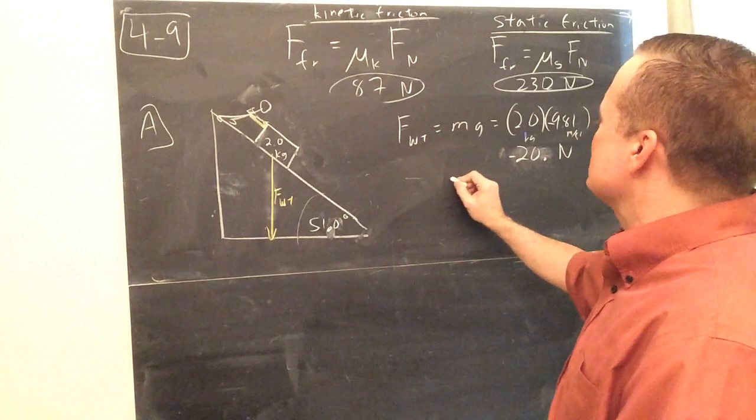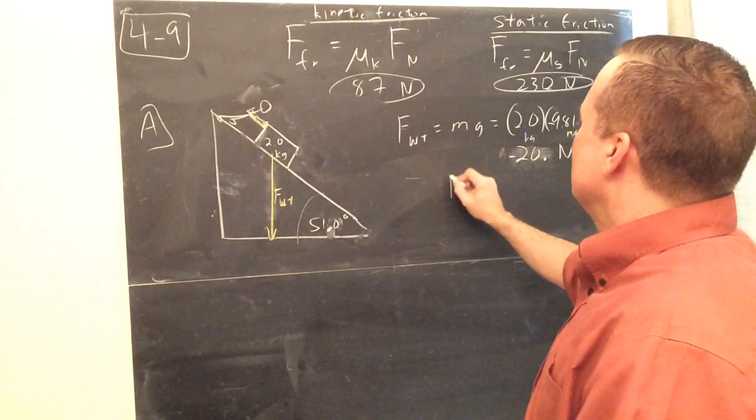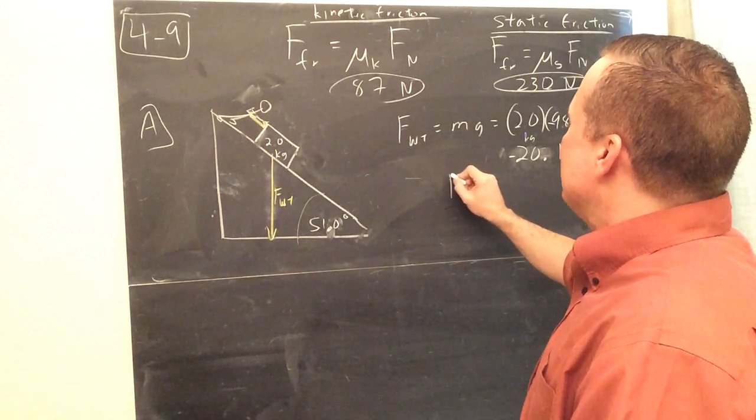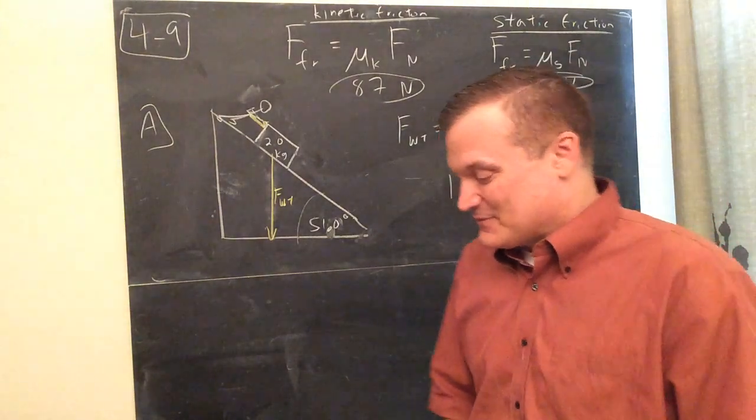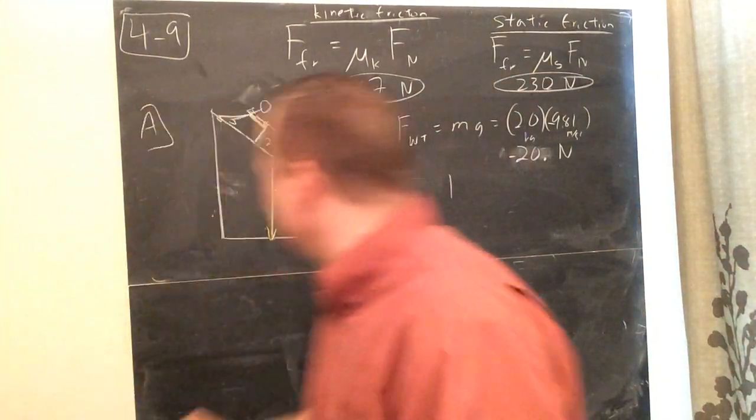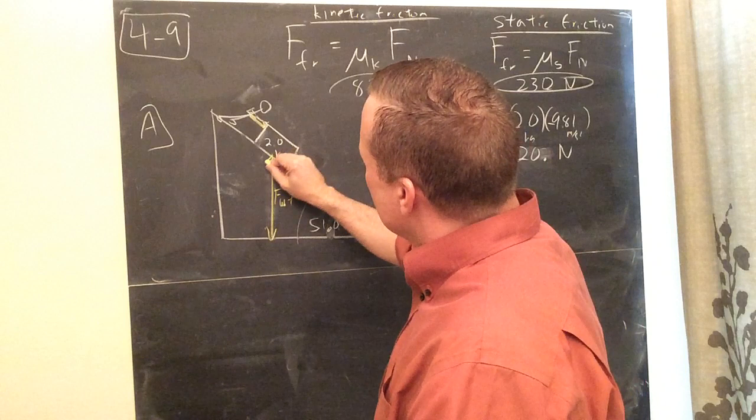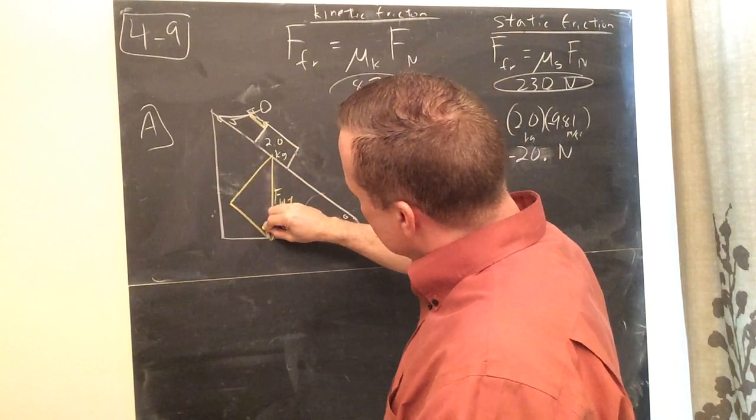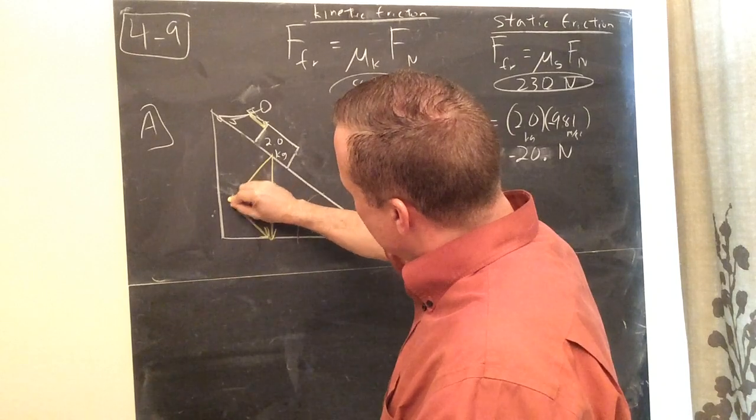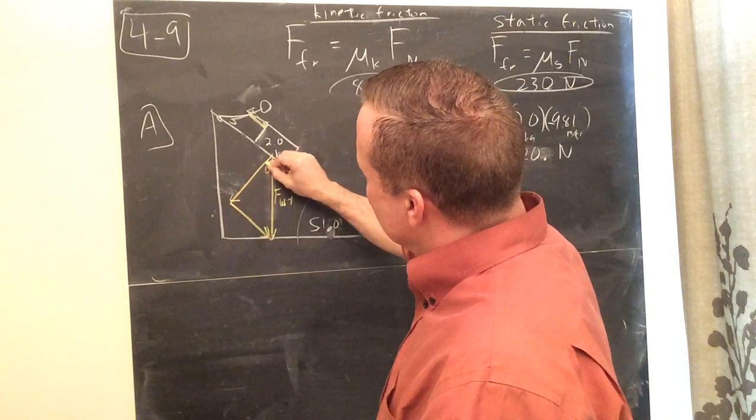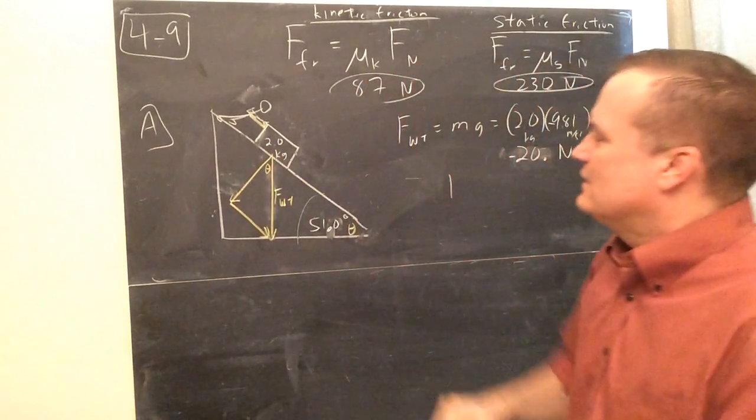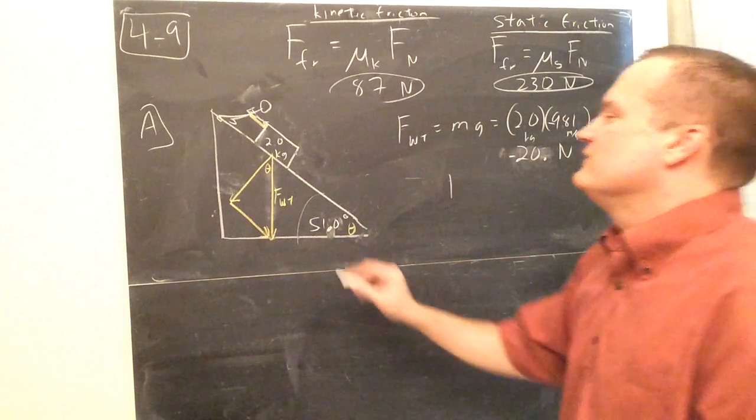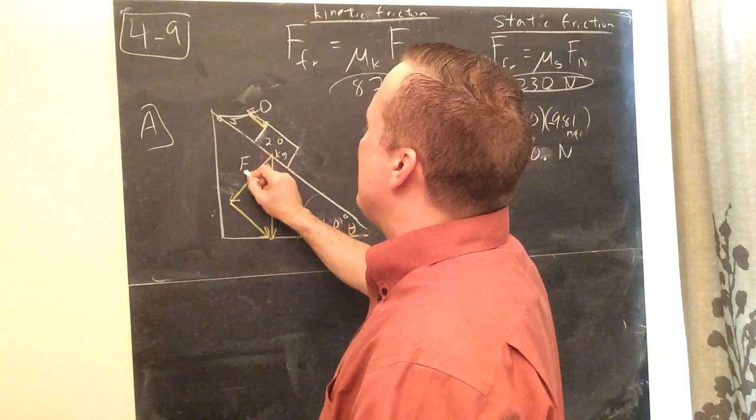That means the normal force will be... we can't get the normal force that way. Remember, we have to make our little triangles. So we'll draw the perpendicular as a normal force, and then you come out this way, and that one goes down. And here's theta, also 51. Okay, so we know that the normal force will equal Fy.